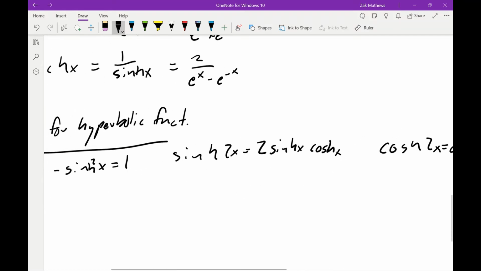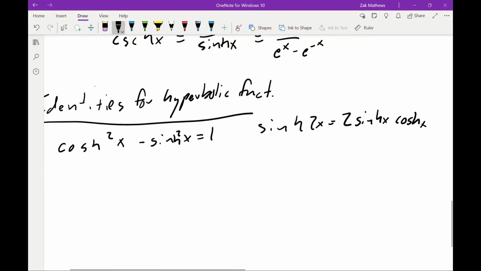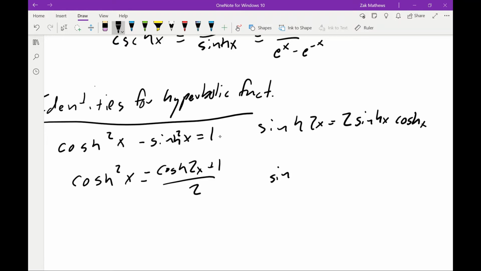If we think of some of our other formulas that we've seen before, we have the power reducing. Cosh squared x is equal to cosh 2x plus 1 over 2. And sinh squared x is equal to cosh 2x minus 1 over 2.